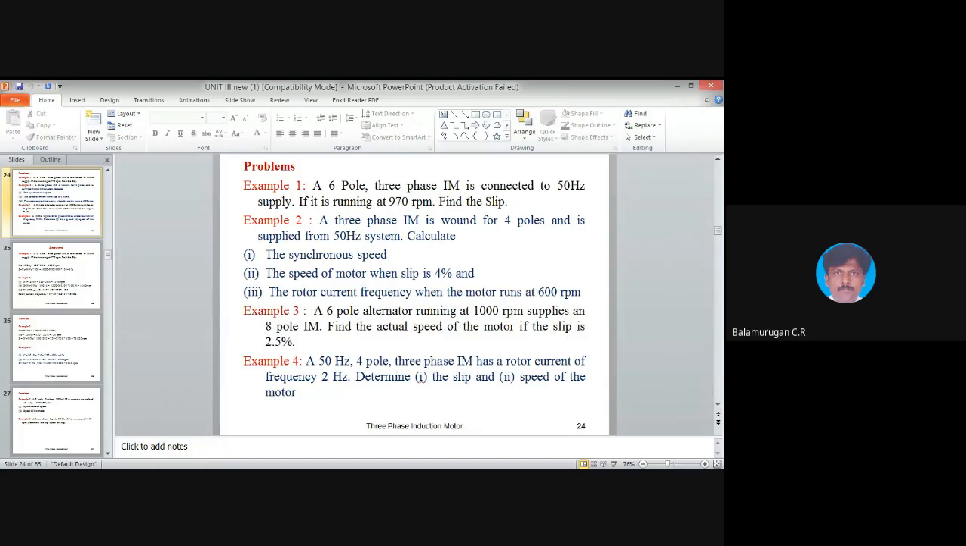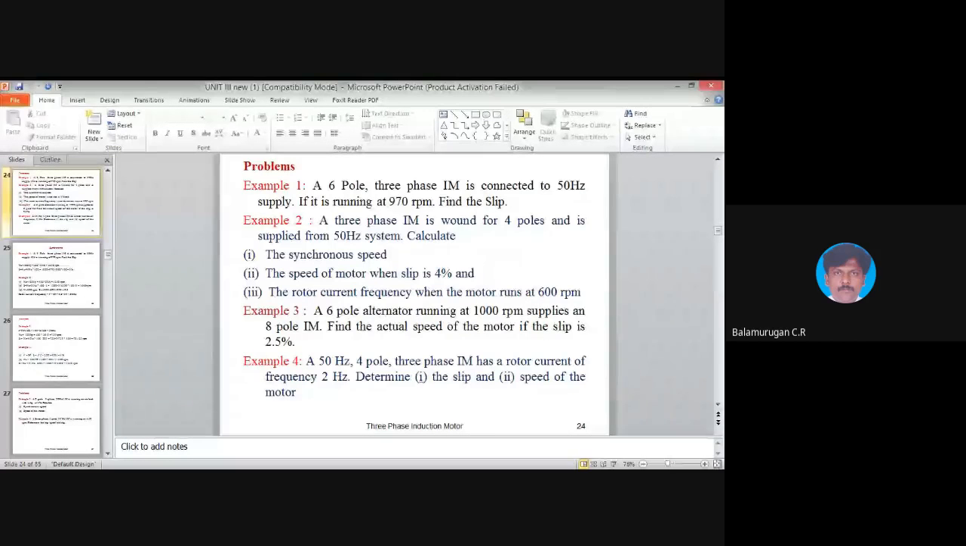What are the data given in the problem? The pole is given as 6 pole, and N is given as 1000 RPM. A 6-pole alternator running at 1000 RPM supplies an 8-pole motor, and for this motor the slip is 2.5%. So these are the data given. This is the 6-pole motor supplying the input to this 8-pole motor.